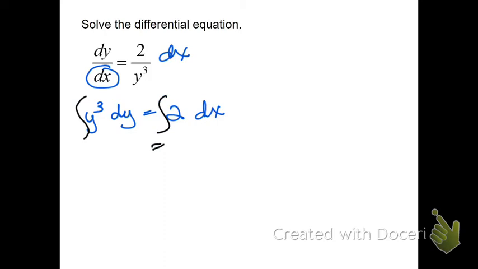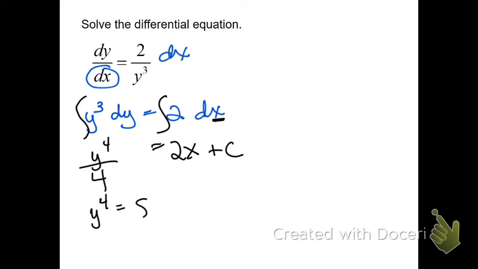Now you still have to integrate both sides. And on the right side, what is the integral of 2 with respect to x? It's 2x. If it had been with respect to t, it would be 2t. Okay, and then on the left side, y to the 4th over 4. Okay, from here, it's pretty much the same thing you've been doing. It's just that this one's difficult to recognize how to get started. Okay? So multiplying by 4, I get 8x plus still c.